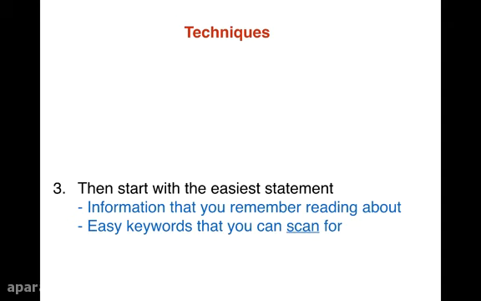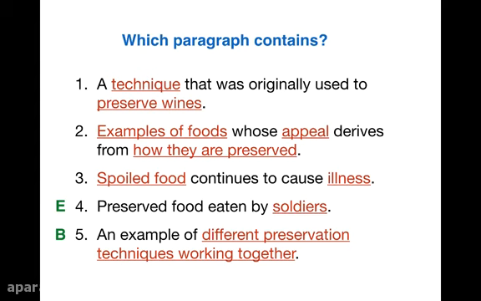Easy keywords that you can scan for. Are there any very distinctive words in questions 1, 2 or 3 that we can quickly scan for? Let's have a look. I've chosen to scan for the word wines. I think wine, you can't use a synonym for that word. If the paragraph contains anything about wine, we've got the answer.